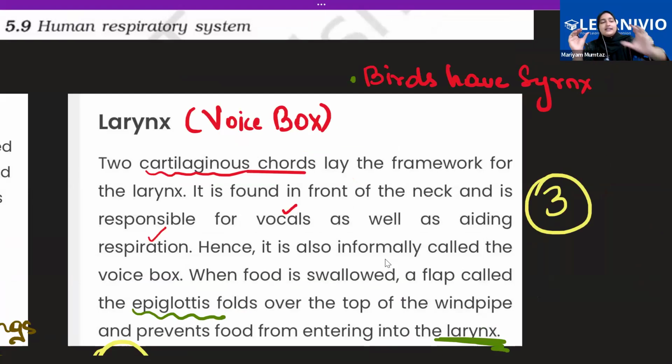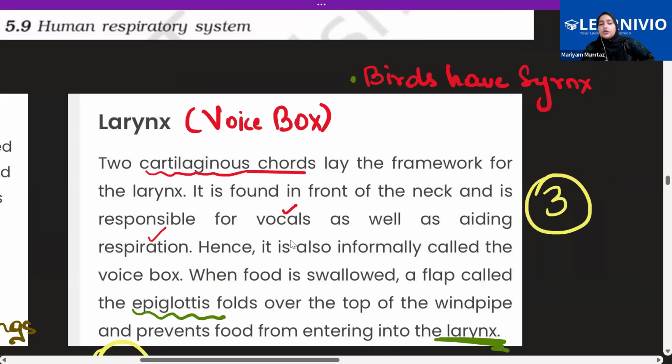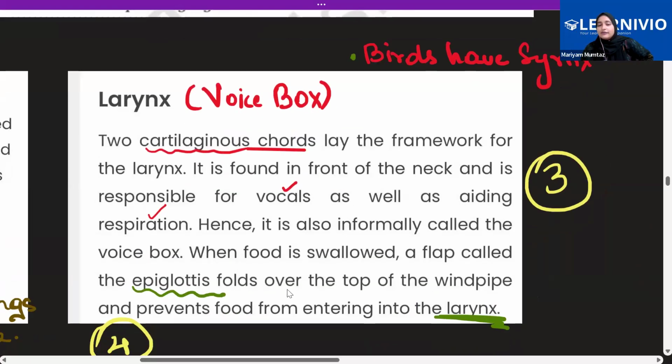Now, the larynx is the upper portion of the trachea, the windpipe. So basically, the epiglottis folds over the top of the windpipe and does not let food enter the larynx.